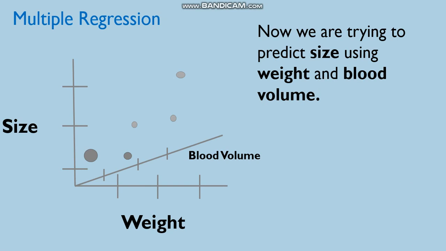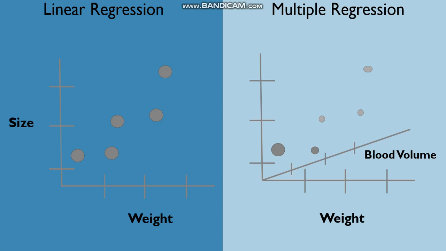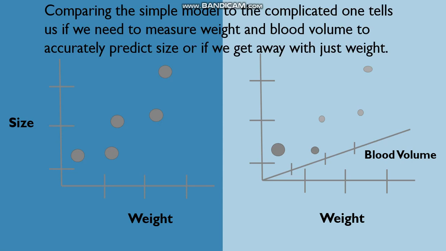In multiple regression, we are trying to predict size using weight and blood volume. With that, we can calculate the R-square, the p-value, and predict size given weight and blood volume. Comparing the simple model to the complicated one tells us if we need to measure weight and blood volume to accurately predict size or if we can get away with just weight.